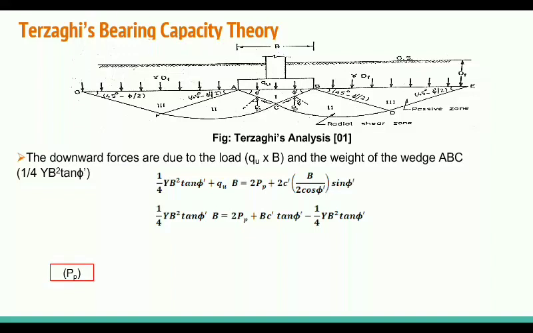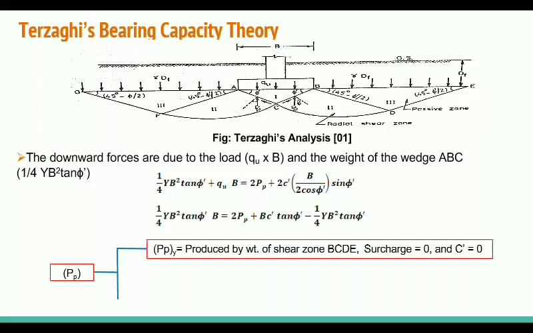So this expression 2PP, the resultant passive pressure on the surfaces CB and CA, is made up of the following three components. It is very important to understand that. We have to understand the three components, and these components are based on assumptions. So what are the three components? The first component is produced by the weight of the shear zone BCDE. In the figure, you can see the BCDE.